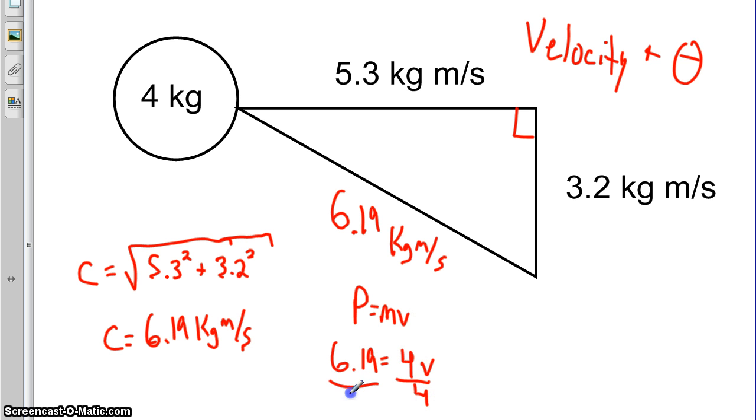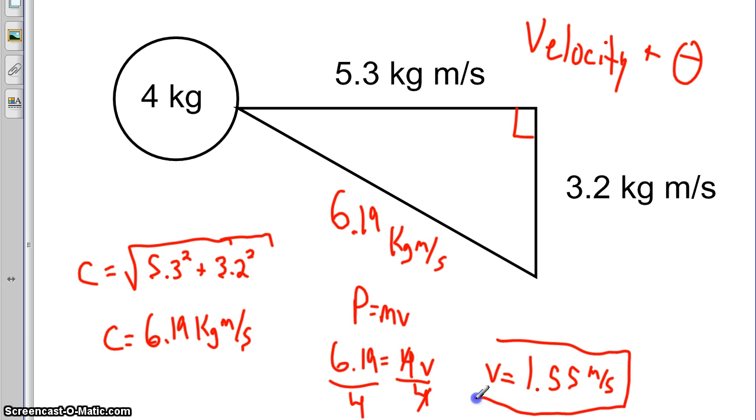I'm getting on the bottom of my screen here, but I may have to raise it up in a second. And so I take 6.19 divided by 4, and I'll round it to 1.55 meters per second. So that's the first part. That's the velocity. So we've already got one of our two answers here. The velocity is good. Now we need to figure out the angle.